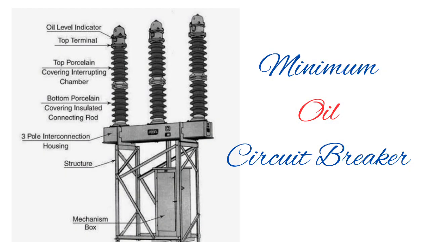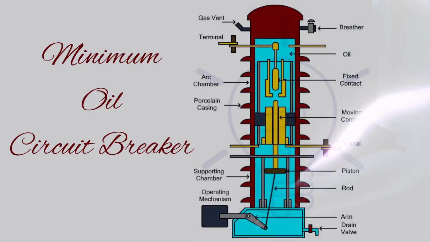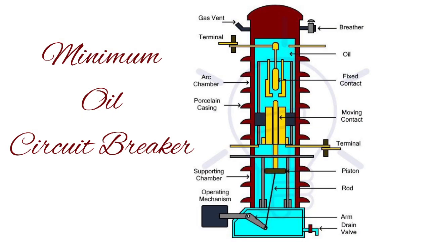Next type of oil circuit breakers we will discuss is minimum oil circuit breakers. They use a small volume of oil to quench the arc and provide insulation between the contacts. The oil is contained in a small chamber, or tank. The contacts and arc quenching mechanism are designed to minimize the amount of oil required.